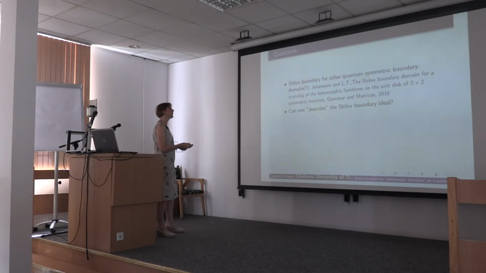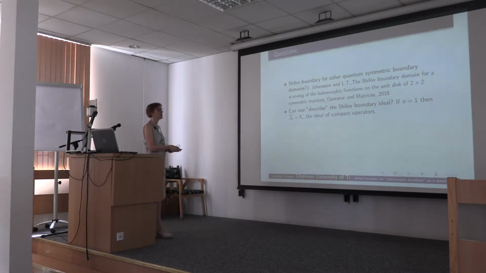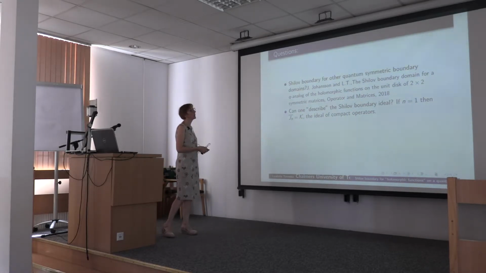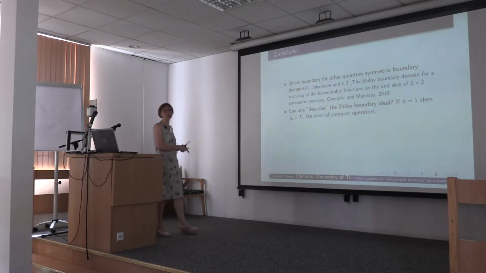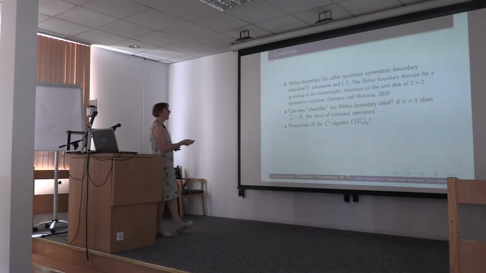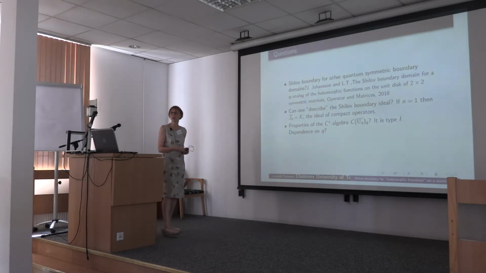And then the question: can one describe this Shilov boundary ideal? What would this be? In case n is equal to 1, it's just the compact operators. And we know that the universal enveloping algebra would be just the Toeplitz algebra, and the Toeplitz algebra modulo compact operators is just the continuous functions on the unit circle. We don't know what it would be in the general case. What would be the properties of this algebra? We know that it's type 1. So it would be nice to know the dependence on q, how it works with q.